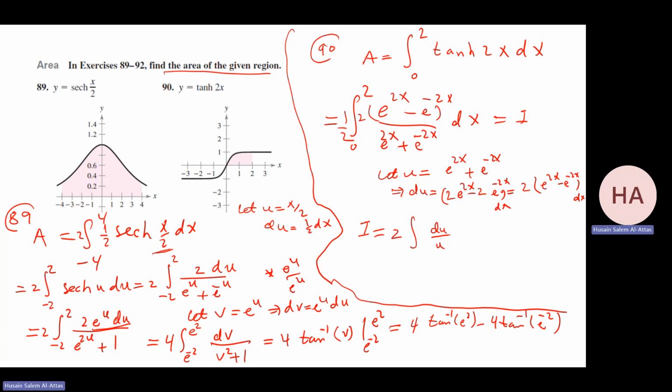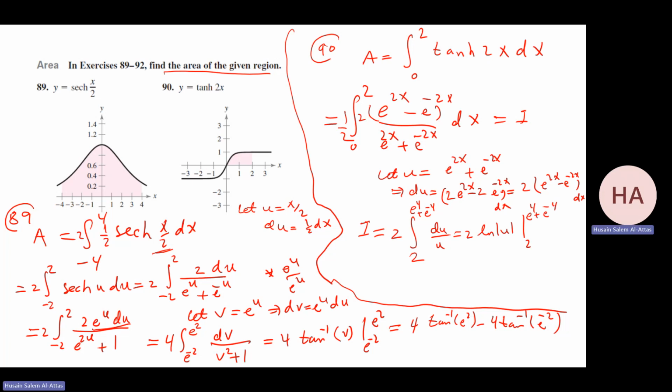Integral is from 0 to 2. Yeah. e to the power 0, that will be e to the power 0 plus e to the power 0. That gives me 2. The other one, at 2, it will be e to the power 4 plus e to the power minus 4. Okay, so that will be 2 ln absolute value of u from this to this.